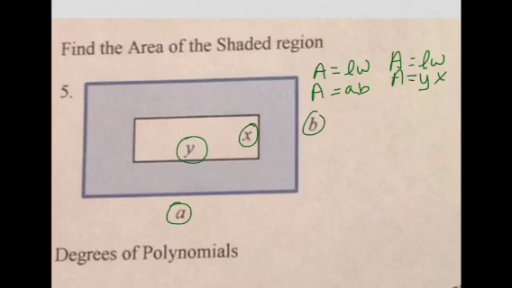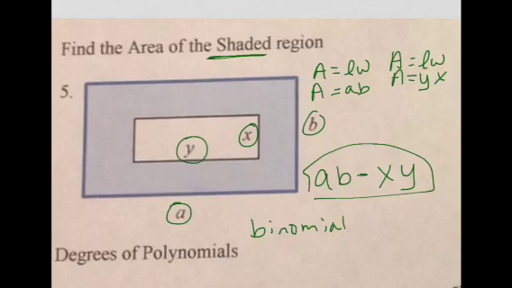So we're going to go ahead and we're trying to find the shaded region. So we need to take the large triangle, which is AB, and we're going to minus the small triangle, which is XY. So we're going to have a binomial as our answer.